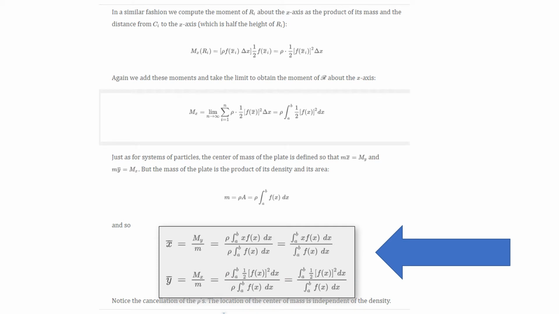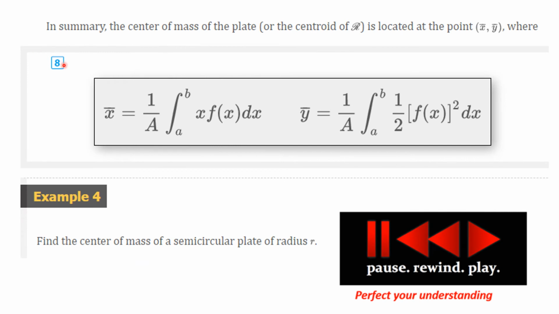And in summary, here are the formulas that we have. They should be committed to memory because you're going to have to use them, so make sure you're writing them down. And here's a problem to test your understanding. Find the center of mass of a semicircular plate of radius r. You know what to do. Let's see how you did.